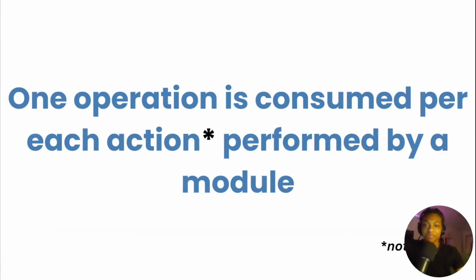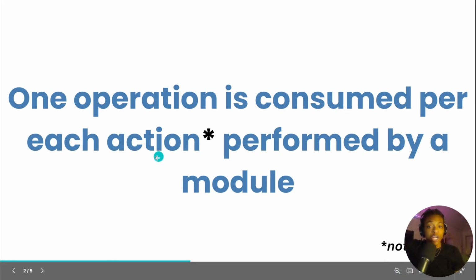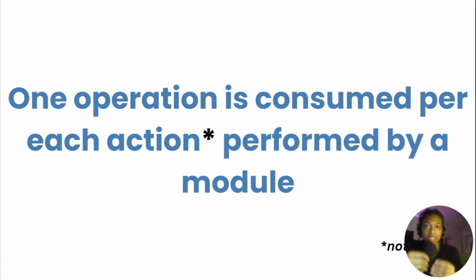Let's briefly cover these two topics. In introduction, let's move into the actual information. One operation is consumed for each action performed by a module. Now, it's important to note that I said action here, not output. So just because your module returns 35 bundles, that does not mean that 35 bundles were consumed.